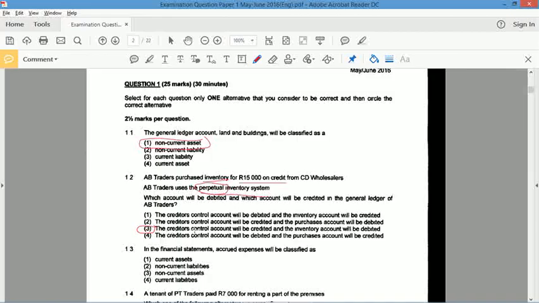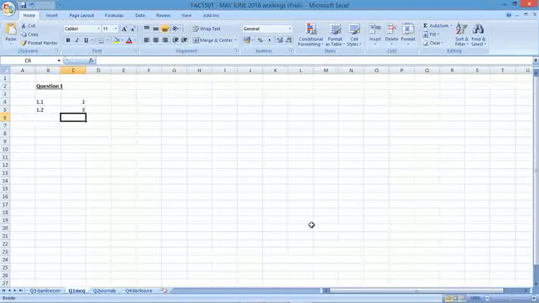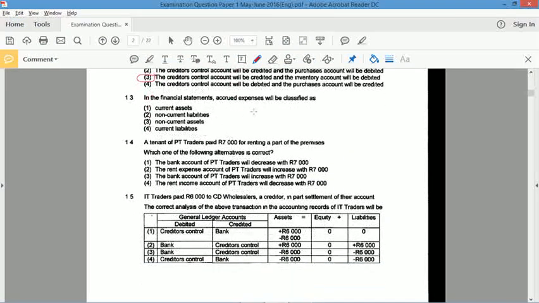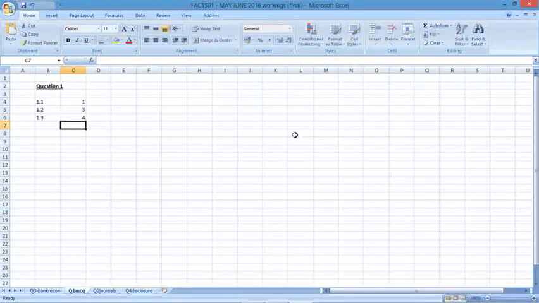3. Creditors is the liability, it goes up on the credit. Inventory is an asset, it goes up on the debit. 3. 1.3. In the financial statements, accrued expenses will be classified as. That will be seen as a current liability. Accrued expenses are expenses that haven't been paid yet, so they're still outstanding. Current liability, 4.